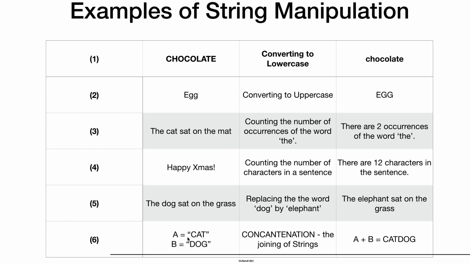And also here you have 2 strings, a equals "cat", b equals "dog", and concatenation, a very important concept in string manipulation. So remember that word, concatenation, the joining of strings. So if you have a plus b, a is cat, b is dog, and you get catdog.